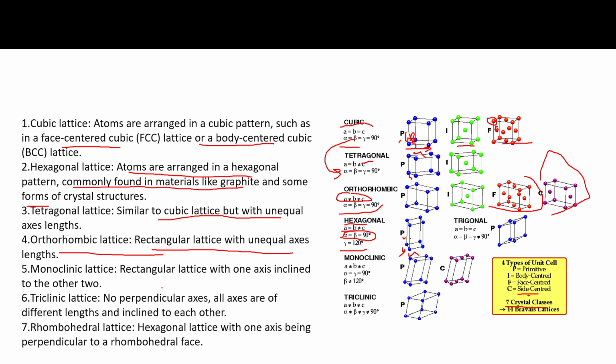Then the case of the monoclinic lattice. In the monoclinic lattice, it is a rectangular lattice with one axis inclined to the other two.